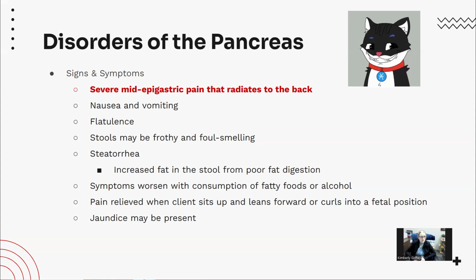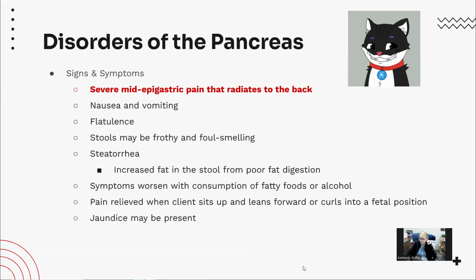Their symptoms will worsen with the consumption of fatty foods or alcohol. The pain is relieved when the client sits up and leans forward or curls into a fetal position. They may be jaundiced. So one way to diagnose this is a CT scan or an ultrasound of the pancreas.